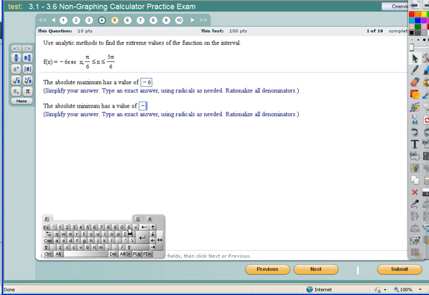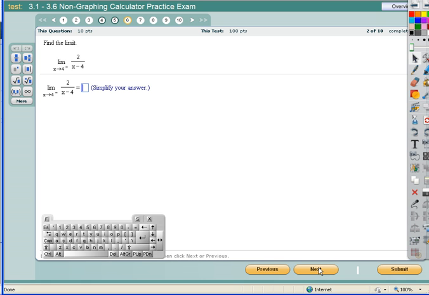Graph. Okay, end behavior. This one, I can see why people would have been a little confused by this. I can totally understand. I understand it now. It's definitely going to be B.